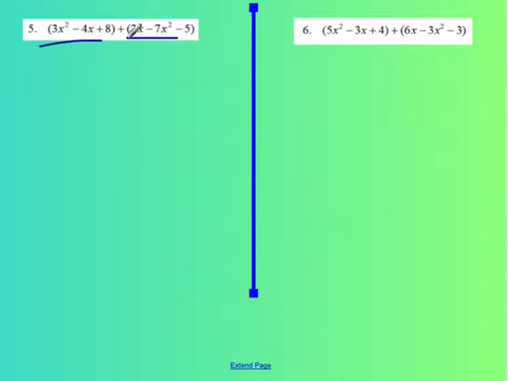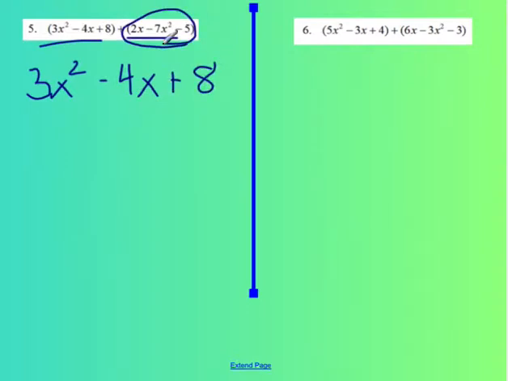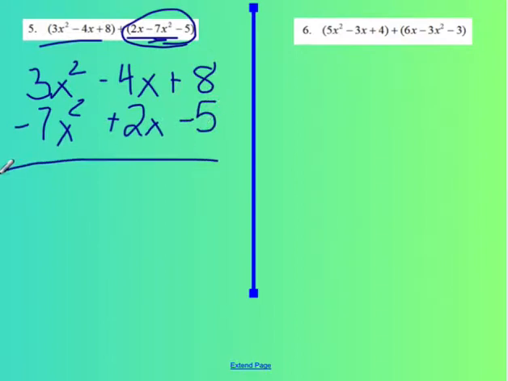So I'm going to write out that first polynomial since it's in standard form. So I have 3x squared minus 4x plus 8. Now this guy is not in standard form. So not in standard form, that means I want to put this x squared and line that up in my x squared column, keeping it as minus. And then I have plus 2x, and then I have minus 5. So I just lined up each of them in the column for that second polynomial.